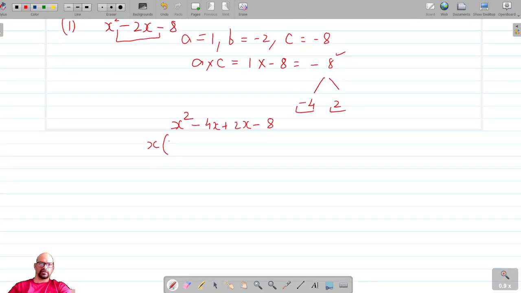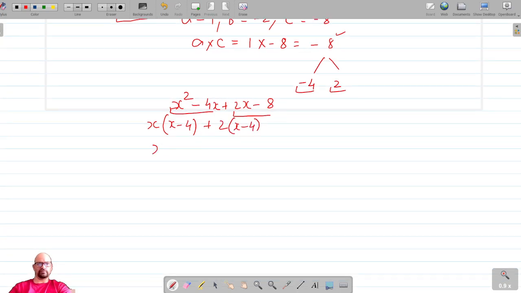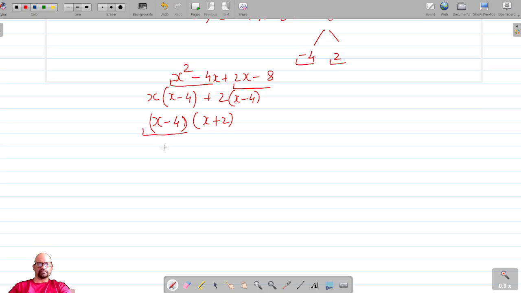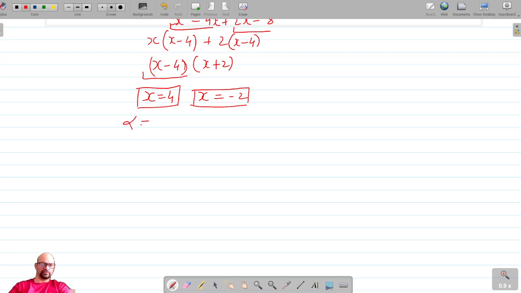For these two terms the common factor is x, which gives me x minus 4, and for these two terms the common factor is 2, so 2 into x minus 4. Now x minus 4 is common, which leaves me with x plus 2. If I put x minus 4 equal to 0, that gives me x equal to 4, and if I put x plus 2 equal to 0, that gives me x equal to -2. I'm going to denote these zeros as alpha and beta.